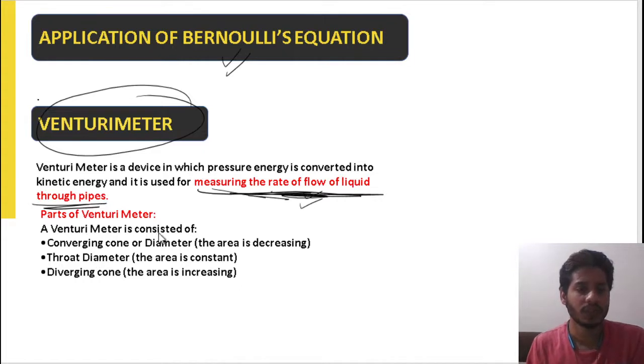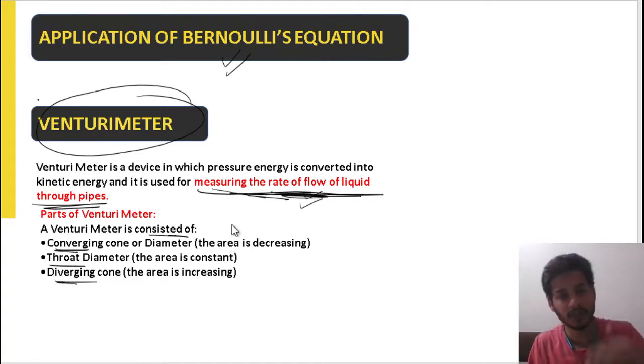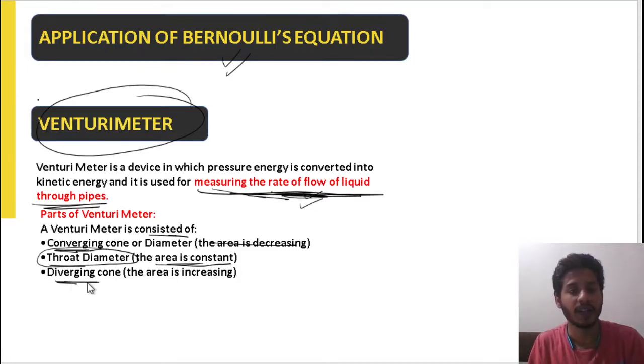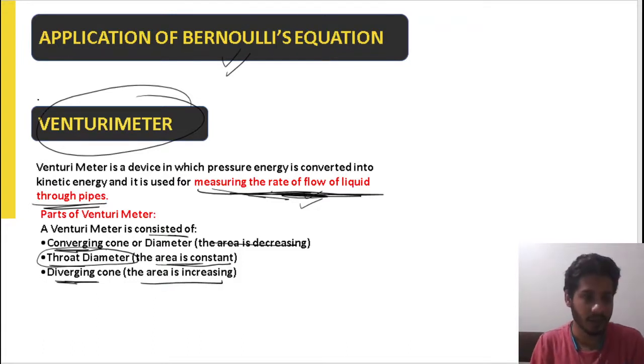So the venturimeter consists of three parts: the converging zone, the throat diameter, and the diverging zone. In the converging zone, as the name suggests, the area is decreasing. The throat diameter is the smallest diameter. Here, the area is constant. The diverging zone is the zone where the area is increasing.